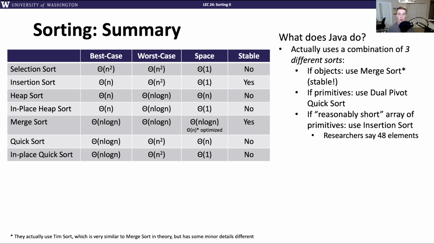So take, for example, what sort does Java use? It turns out it actually uses a combination of 3 sorting algorithms. If you're sorting objects, it uses merge sort because it assumes you want stability. If you're sorting primitives like ints, it uses a quicksort variation. And it turns out for merge sort, they also use a different variation of merge sort, but same idea. And additionally, even funnier, if your array is reasonably short, which they define as 48 elements, then they just use insertion sort.